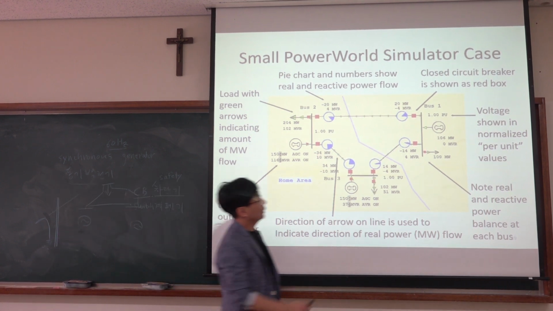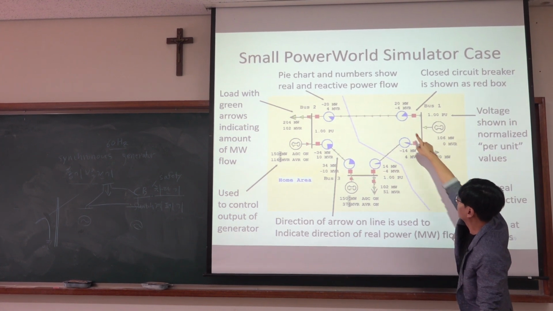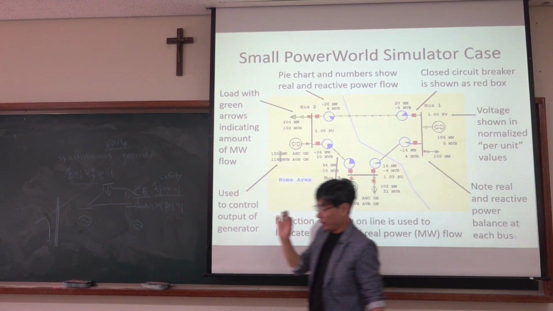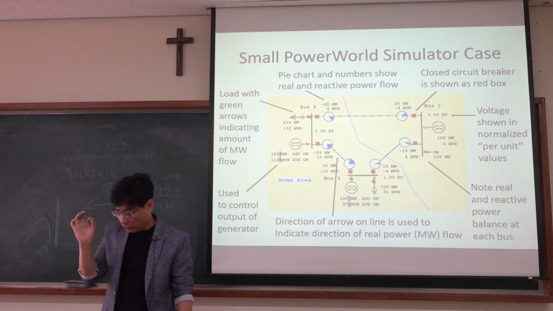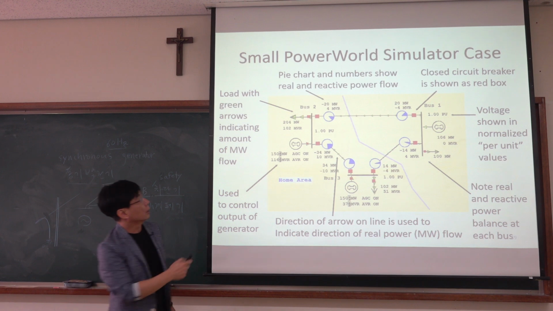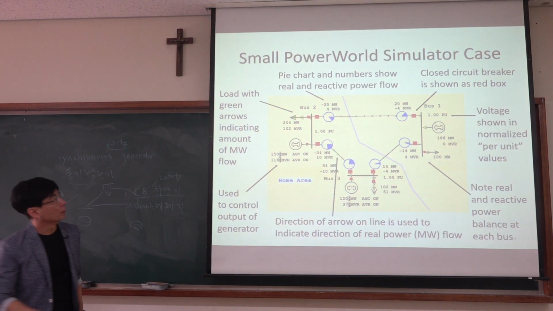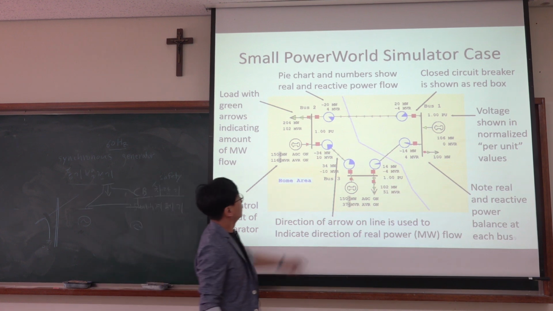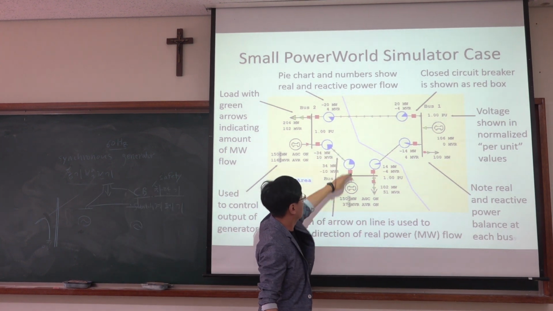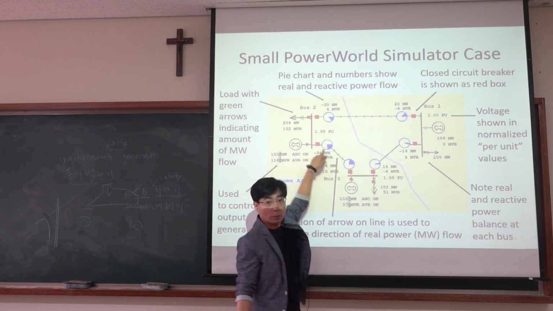So for the generator, this is the generation and this is the load, but for each line, when the value is positive, that means outgoing power, and when this value is negative, that is incoming power, okay? Actually, this arrow also denotes that direction. So here, 34 megawatt, minus 34 megawatt, okay?